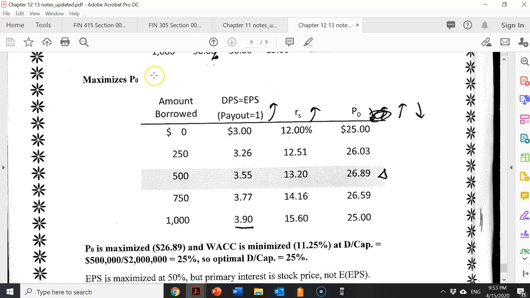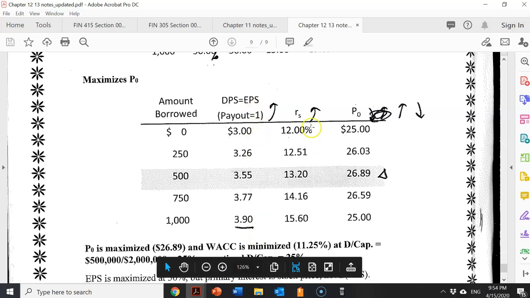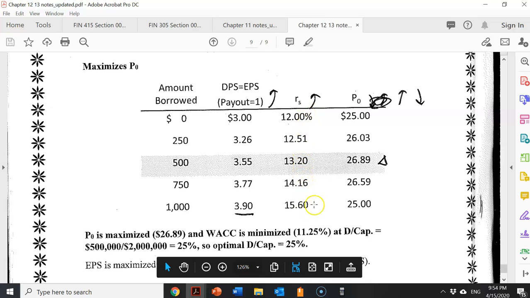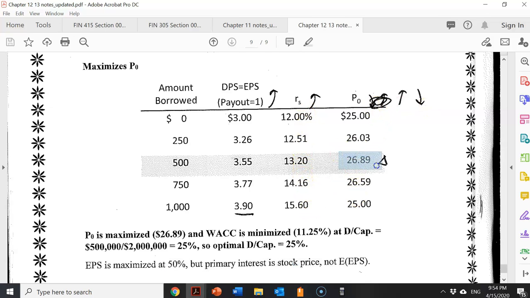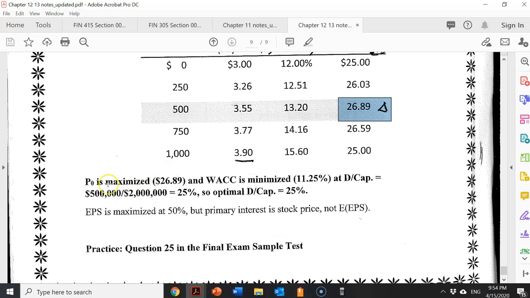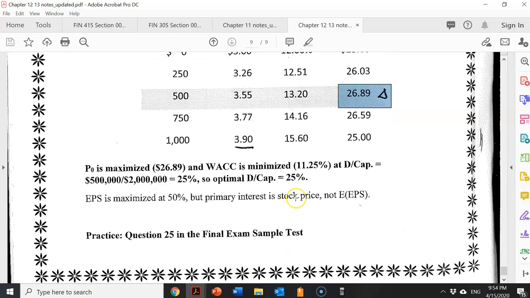On the other hand, if we look at stock price, when the debt amount increases, the dividend per share or earnings per share is increasing. RS is also increasing, but the stock price is highest in the middle point. Stock price increases first and then decreases. It's the highest, again, when we borrow 500 as our debt. So price is maximized and WACC is minimized when we have a debt over capital ratio of 25%. So the optimal debt over capital ratio is 25%.